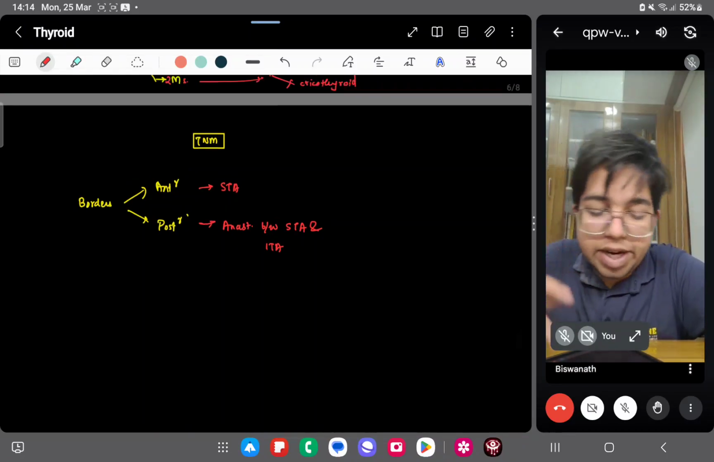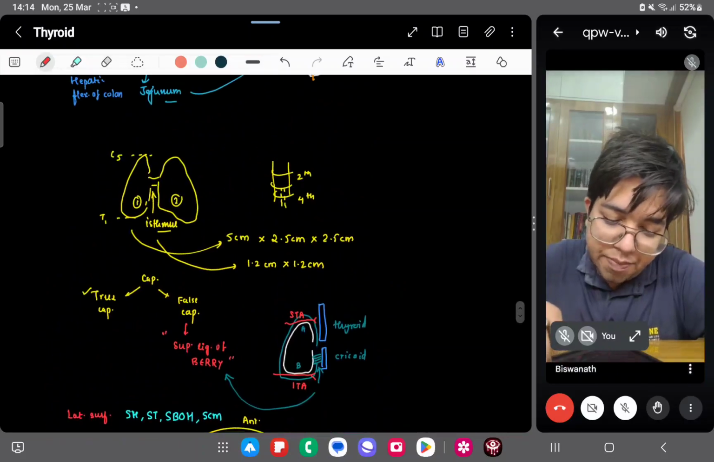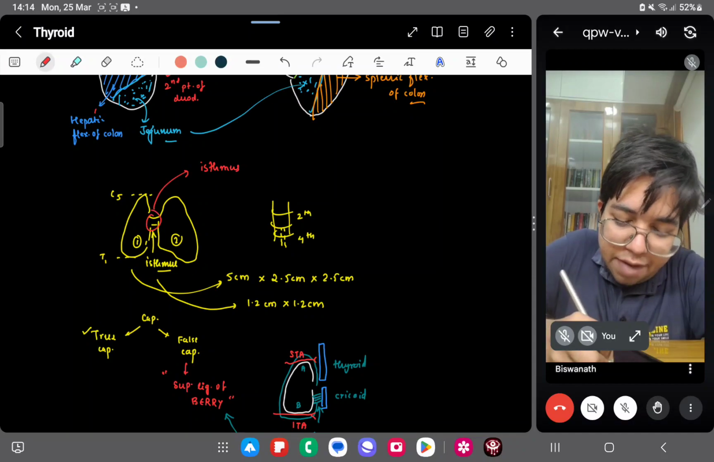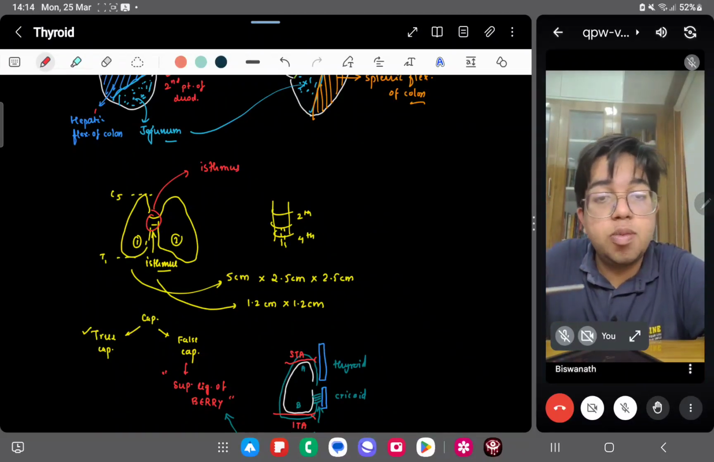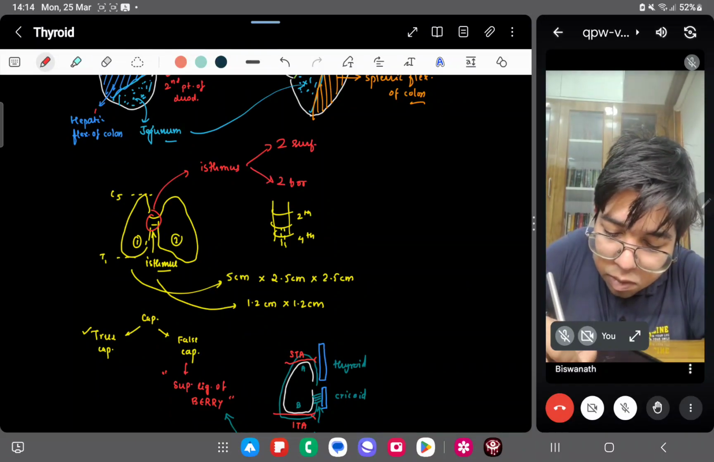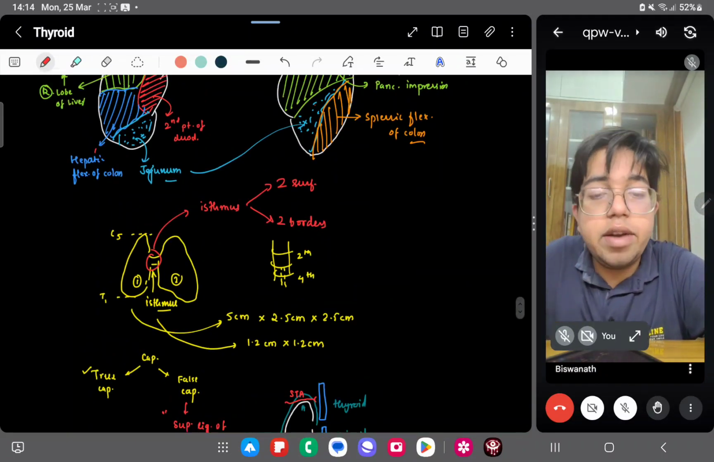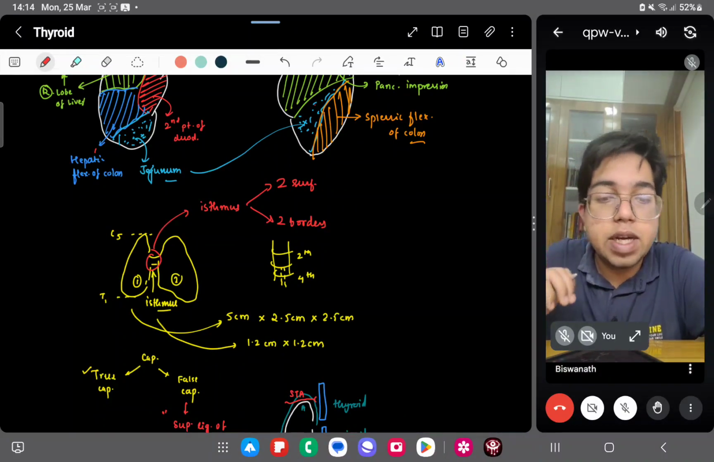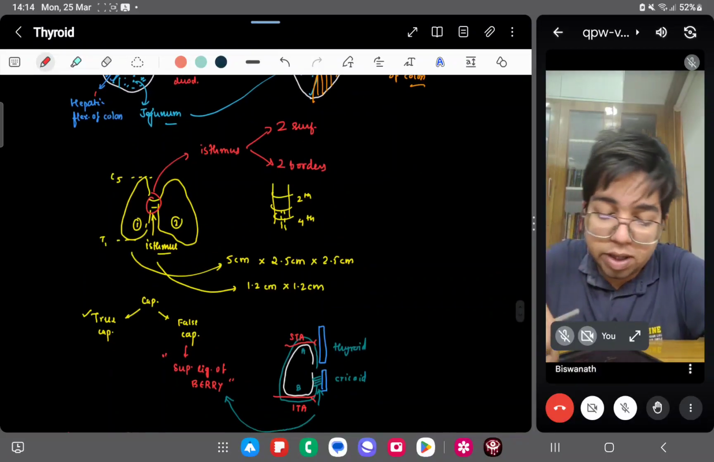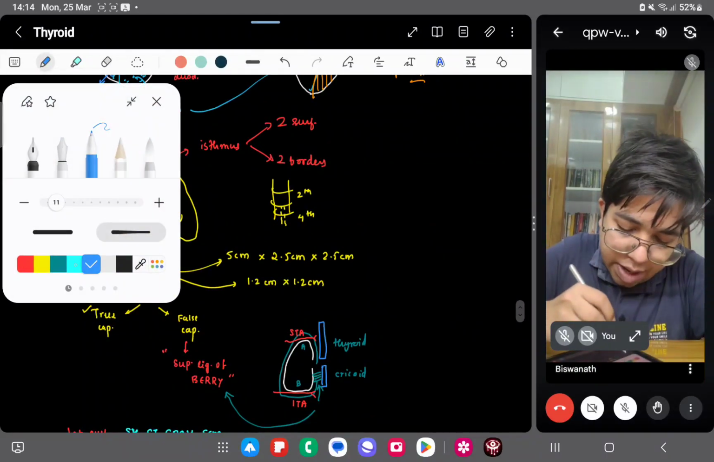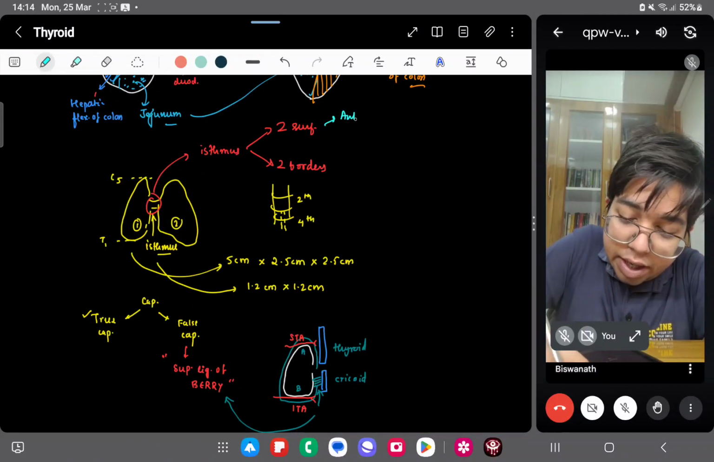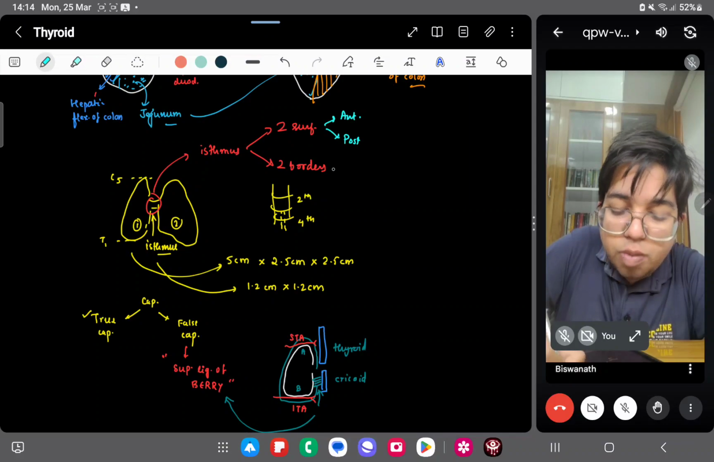And there are relations of the isthmus as well. Okay, this is your isthmus. The isthmus has two surfaces and two borders. You have to read it repeatedly so as to remember. It's not that if you read it once or twice, you will remember all this. Two surfaces: anterior and posterior, right? Two borders. What are the borders?